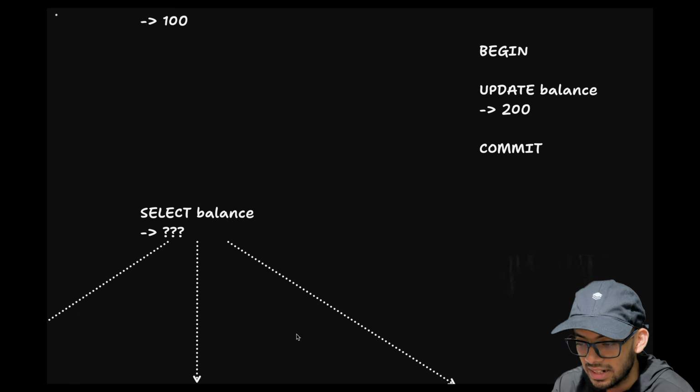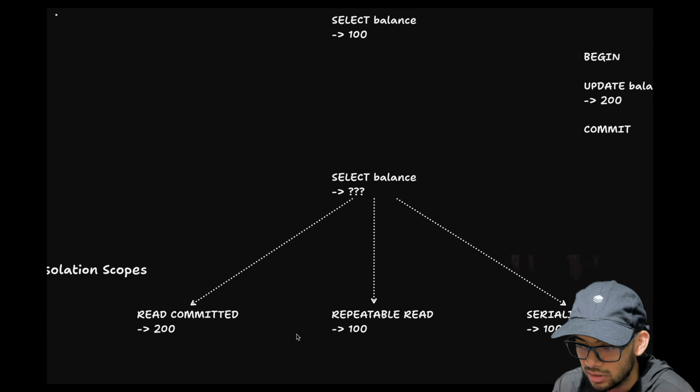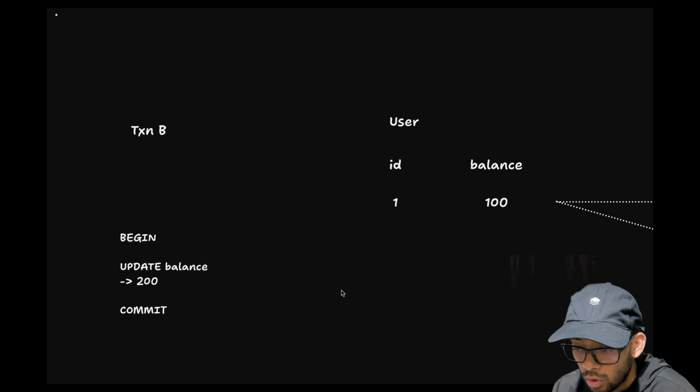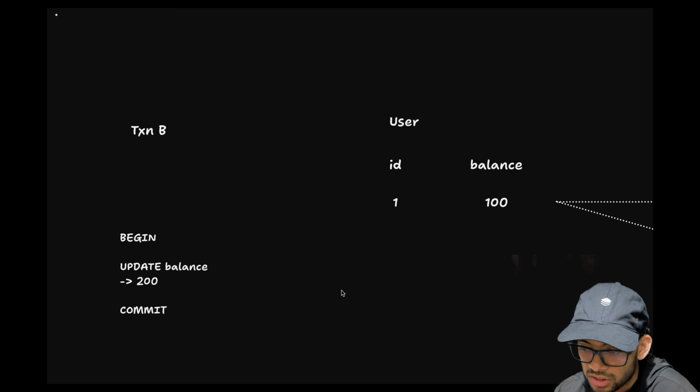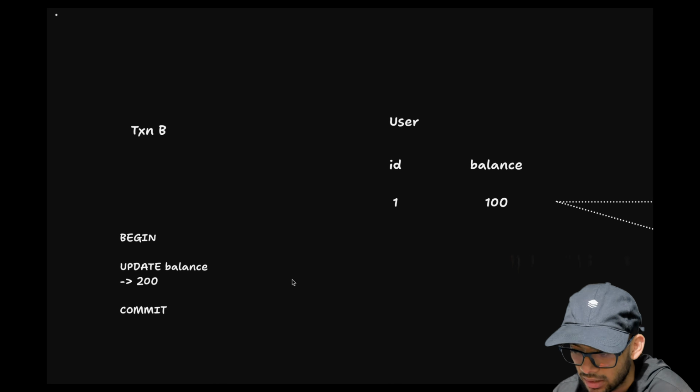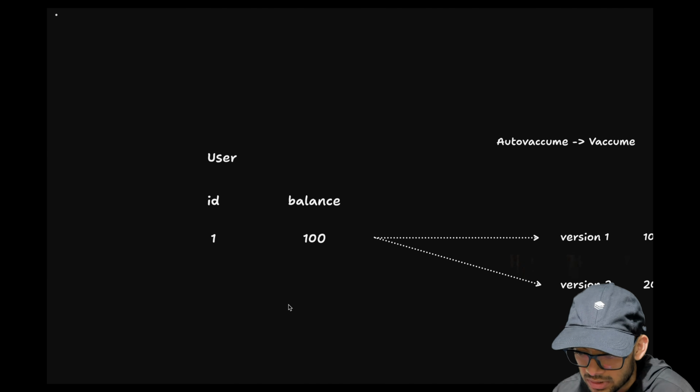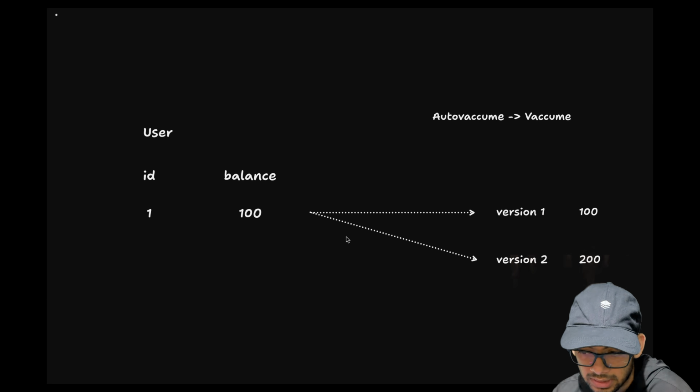And that actually leads to another concept called isolation scope. So what actually happens is, when transaction B tries to update the value and commit it, as soon as it tries to commit, Postgres actually creates two versions of the same value.